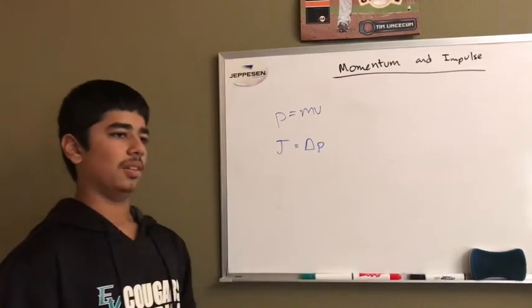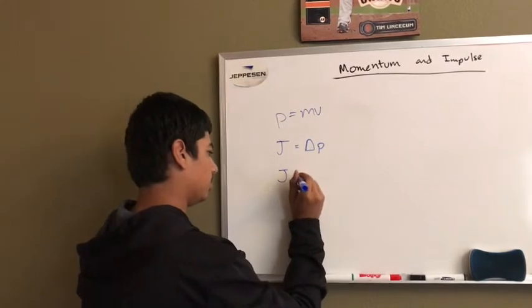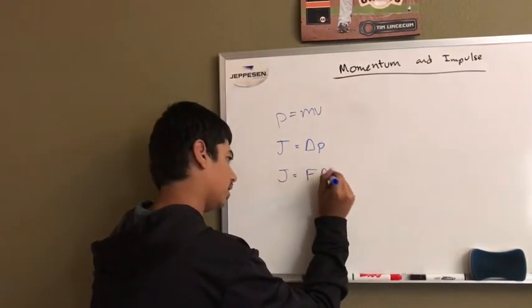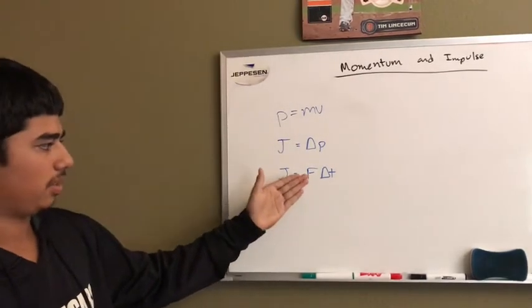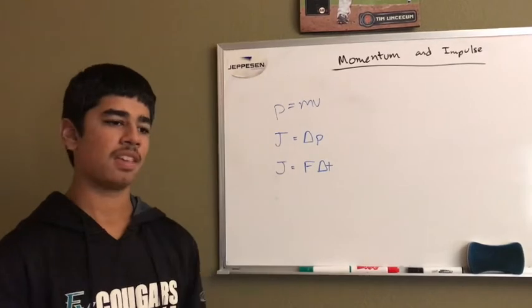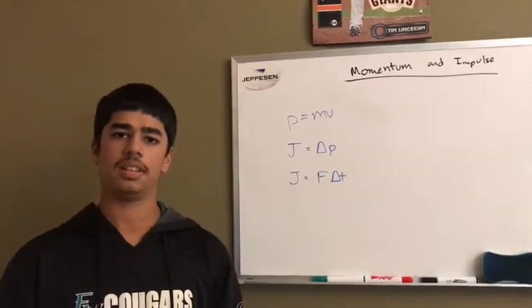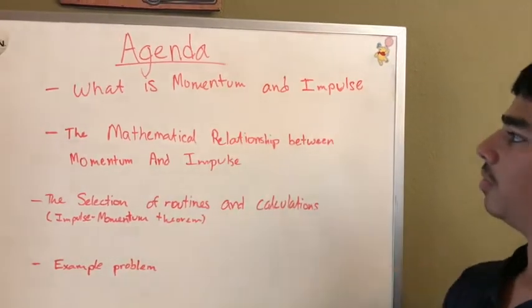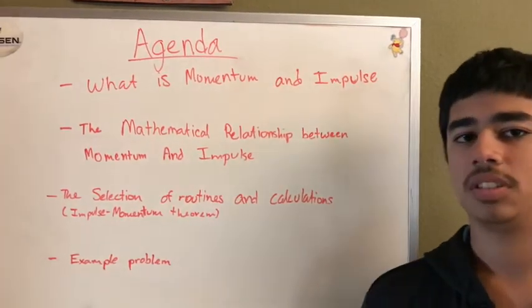So we can get our third equation, J equals F delta T. The force being that constant force you're talking about with the bat, and the time being the time period that the bat is in contact with the ball. I'll go on to prove this equation later on. Now that we understand what momentum and impulse are, let's go over the mathematical relationship between them using Newton's second law.